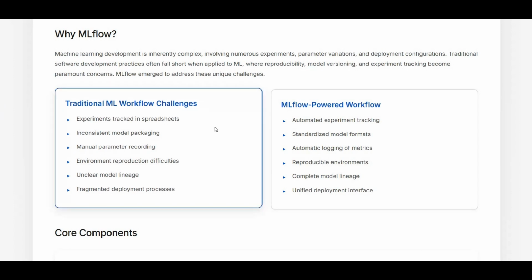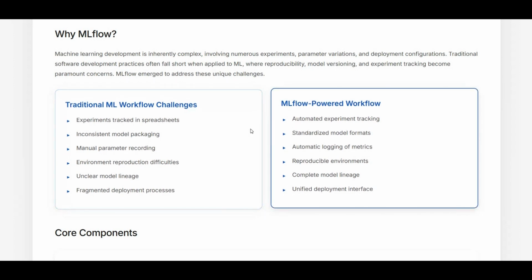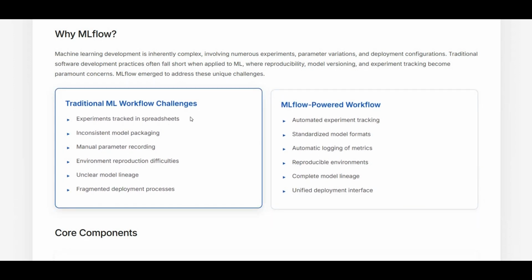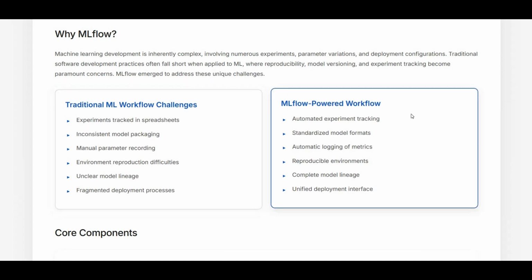So here, look at the comparison shown here. On the traditional side, experiments are tracked manually, environments are hard to recreate, and model lineage is unclear. The problem is not skill, it's process. Mlflow automates these overheads. It logs parameters, metrics, and artifacts automatically, standardizes model formats, and gives you a consistent deployment path. The goal is simple. Less time managing chaos, more time improving models.